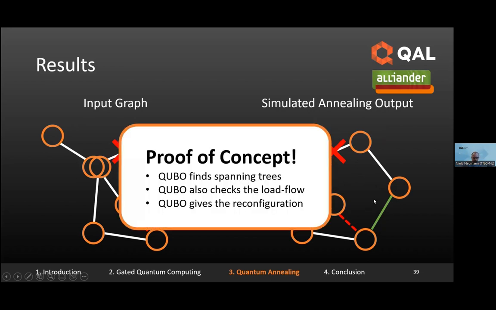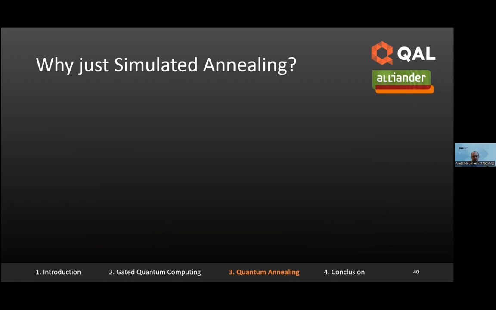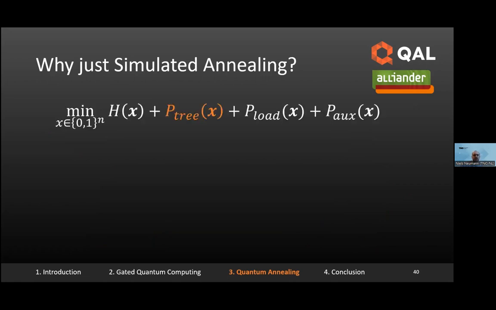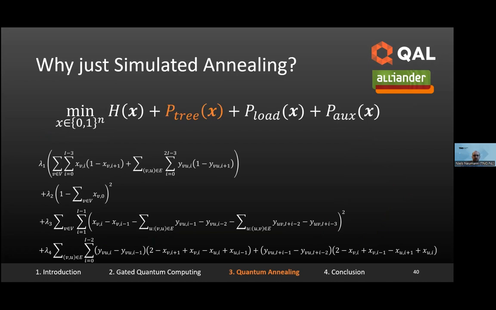So this proof of concept indeed shows that we can use a QUBO to find spanning trees, to check for the load flow, and to give a valid reconfiguration. But we used simulated annealing. Why did we do that? Basically because, for instance, this E3, the penalty term for the tree, is very complex. And we do see some lambdas here, lambda 1, 2, 3, and 4. Those correspond to some hyperparameters that we have to set.